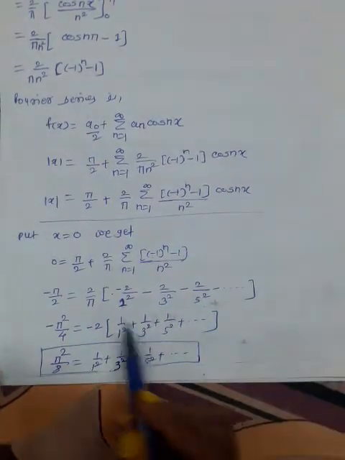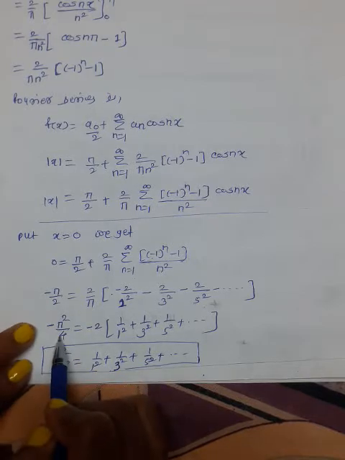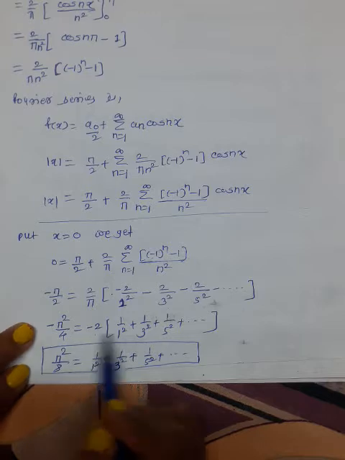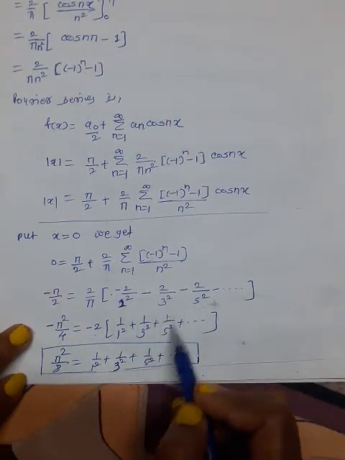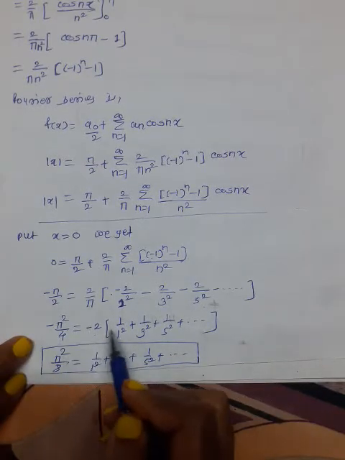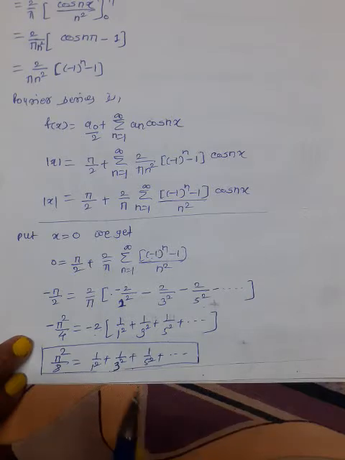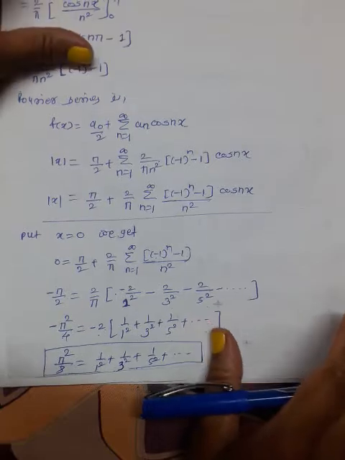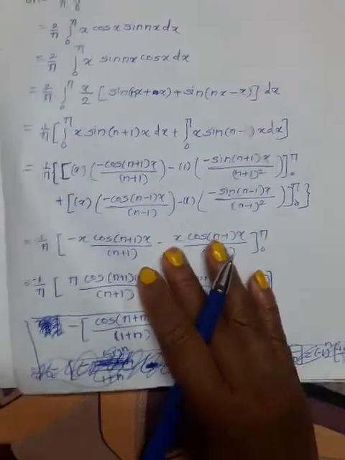Now take the 2 upon pi to the other side, we get pi square by 4, and take minus 2 common from all the terms. We get 1 upon 1 square plus 1 upon 3 square plus 1 upon 5 square, and so on. Now cancel out the minus throughout and take the 2 to the other side, we get pi square by 8 is equal to this series. Okay, let us see the next example.